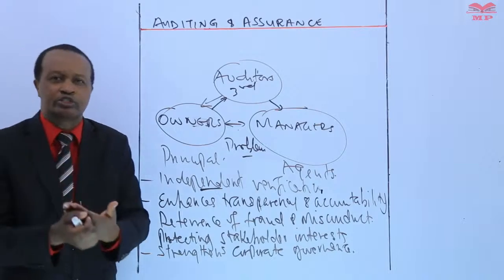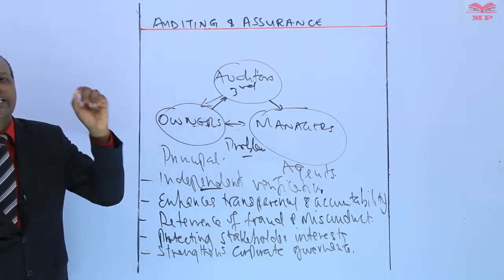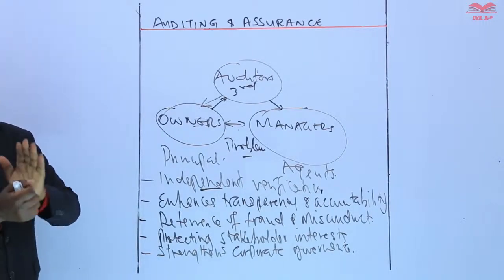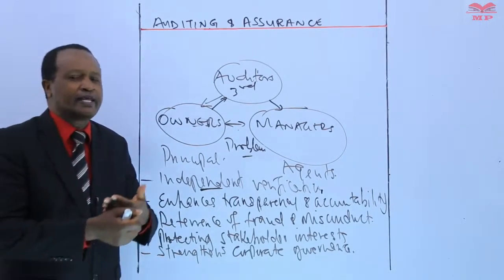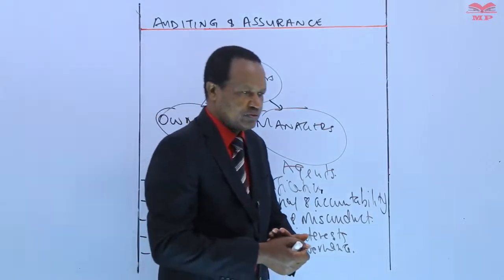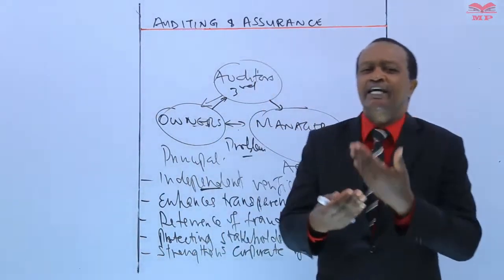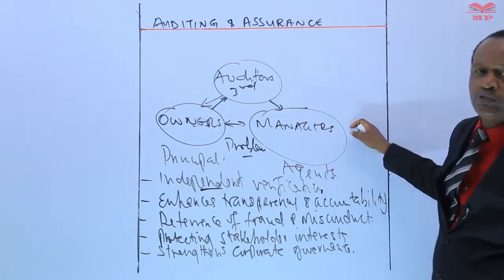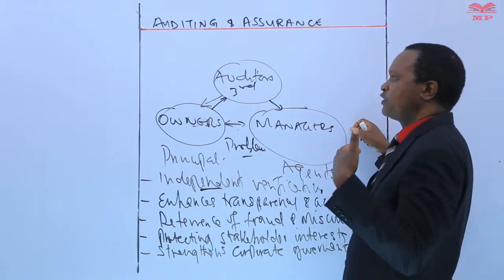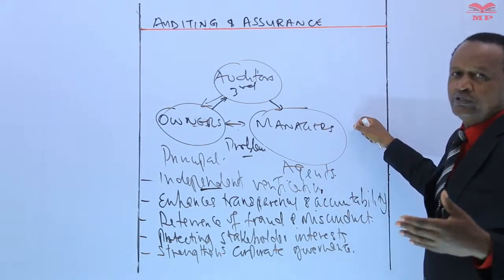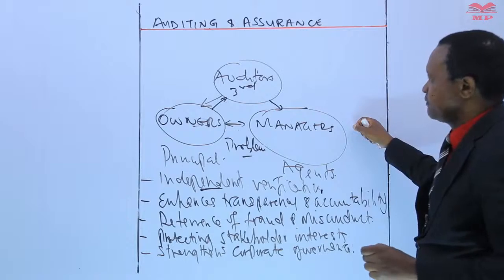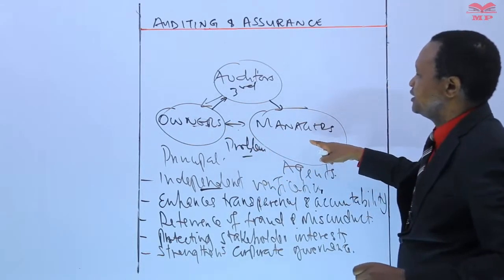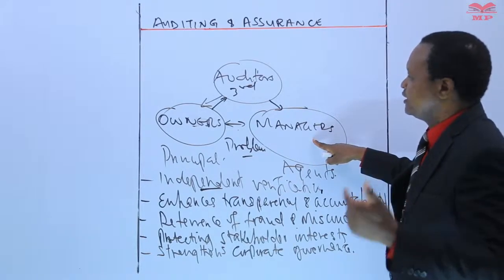and it acts as a watchdog, ensuring that the interests of shareholders are protected and that the company's financial statements and reporting are accurate and reliable. And by mitigating the agency problem, auditing contributes to the overall stability. It contributes to the overall sustainability of the corporate world. Because without auditing, the owners may not get reliable information, which may lead to corporate failure.